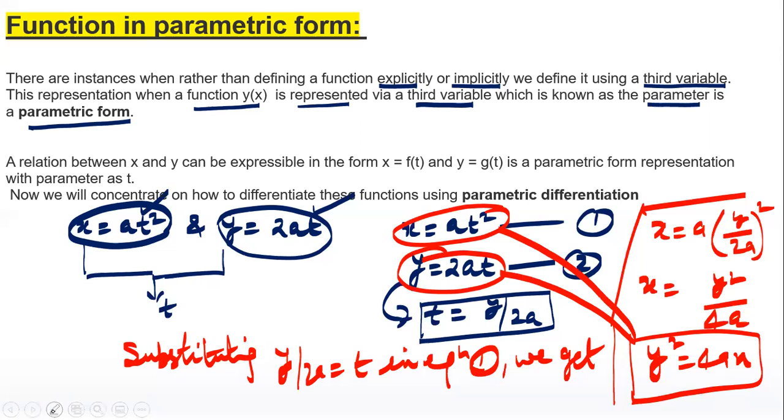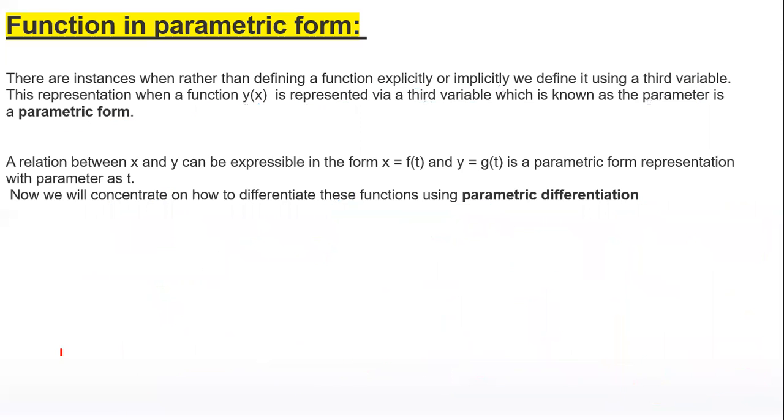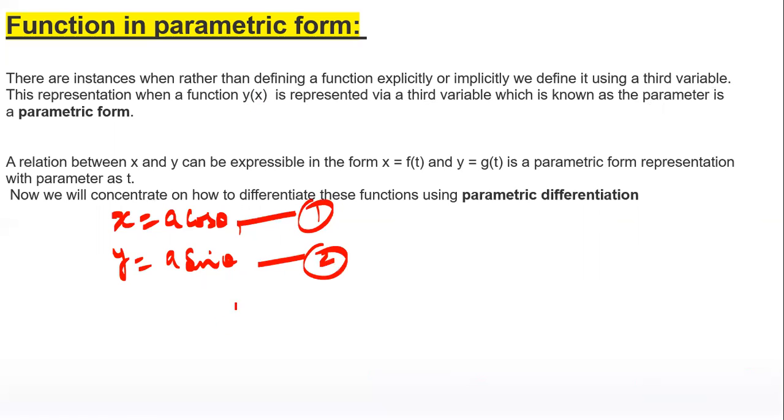Similarly, let's take one more example. If we have x equals a cos theta and y equals a sin theta. Here also we can see x and y are expressed in terms of a third variable, that is theta. So these are the parametric form. Of which curve we have to find out. Let's check. This is equation number 1. This is equation number 2.